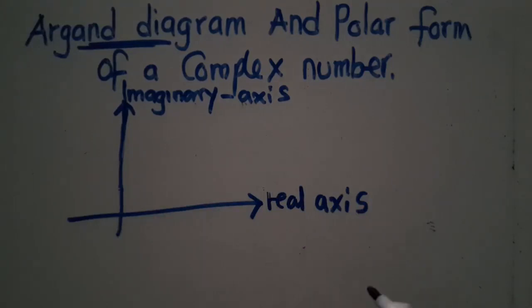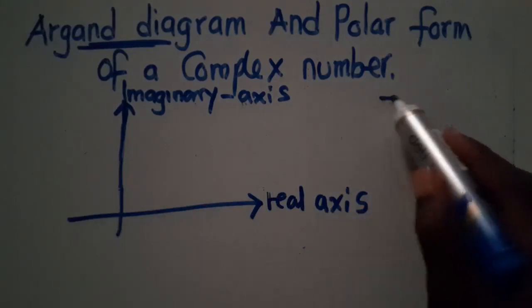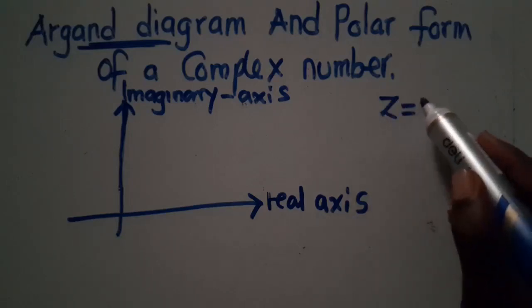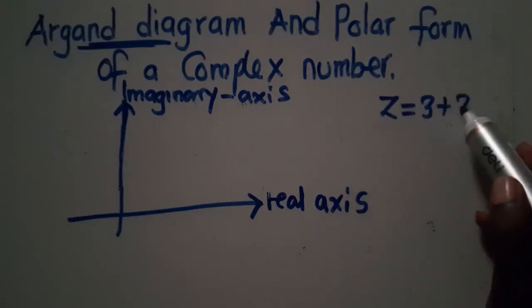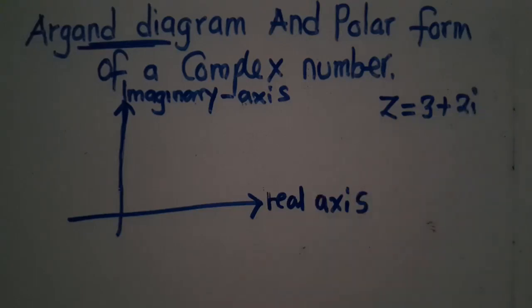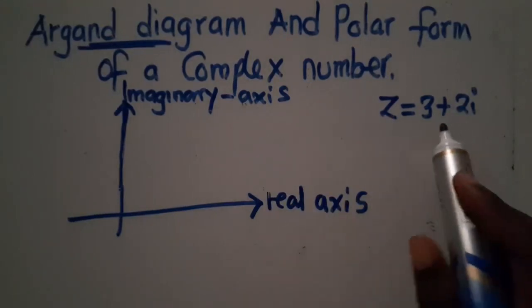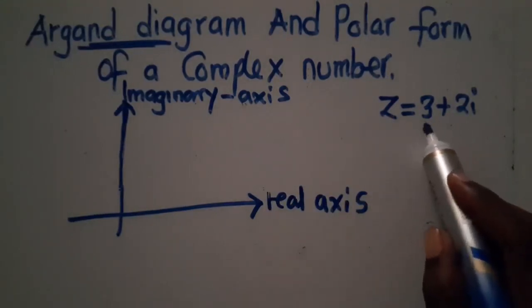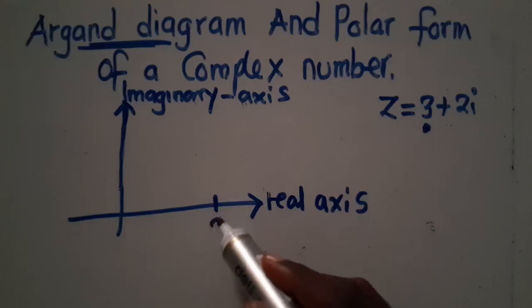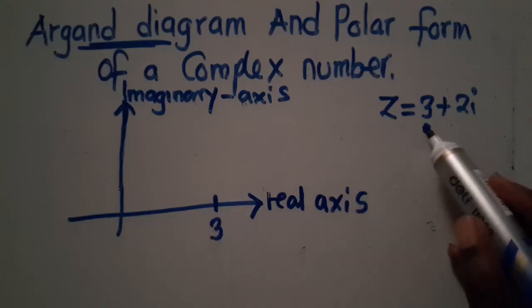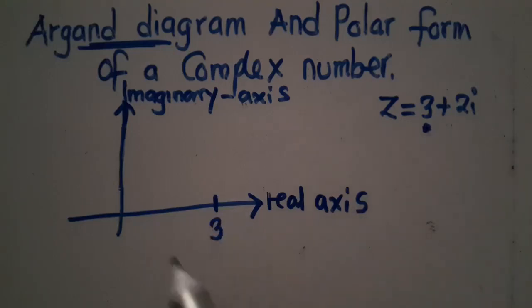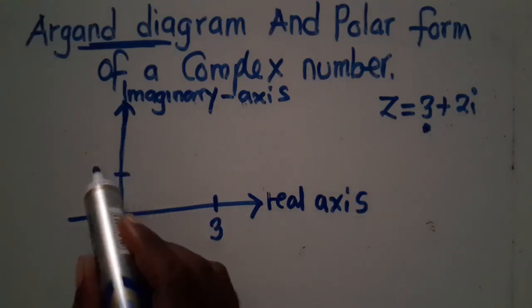So let's say you are given a complex number. Just a simple diagram. You are given 3 plus 2i. You are told to plot that complex number on this Argand diagram. How can you plot that? You know that this is the real axis, the real number. So 3 will fall under the real axis because this is the real part. The imaginary part is 2. 2 will fall there.